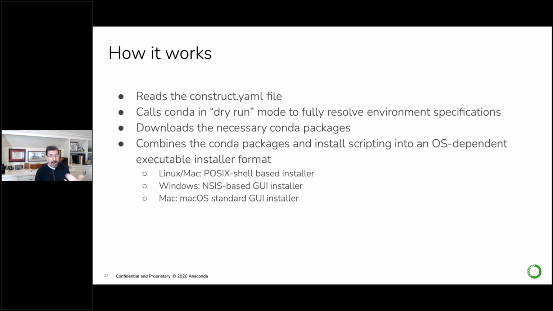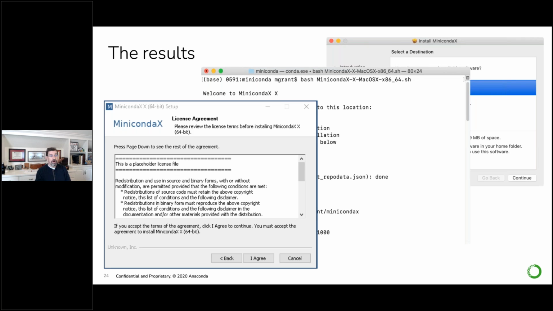It calls Conda to figure out what packages you need, downloads those packages, and then combines them into standard installers. You've probably seen these installer types before in real life, and so the results look somewhat like this. On a Windows machine, you get an installer that looks like the one on the bottom left. On the top right, there's a standard, natural Mac UI for the UI-based installer. But on Linux and Mac as well, there's a shell script. It's actually rather interesting. It embeds the binary package data inside the shell script, and the shell script extracts that binary blob, unpacks it, and installs it in the location that you want.